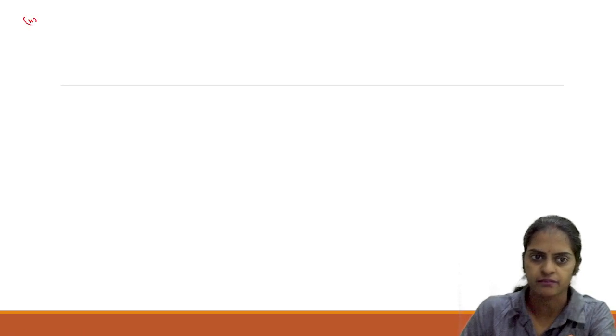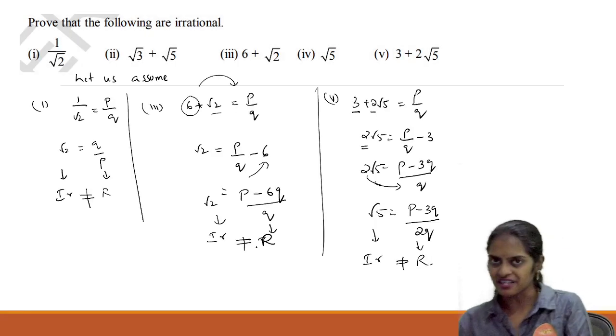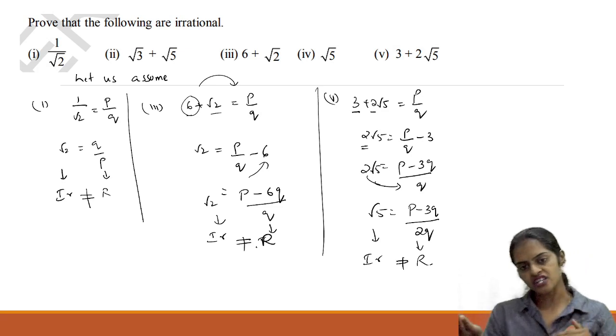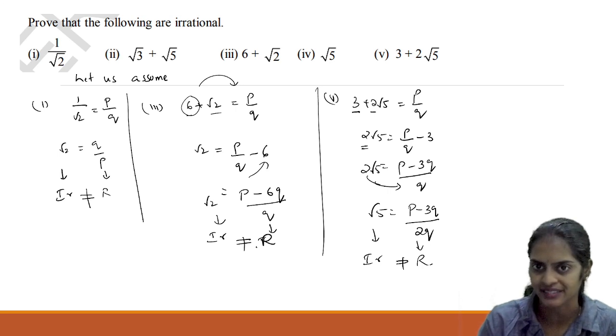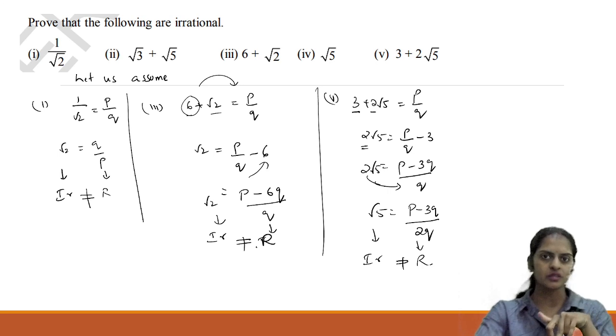Look at the second bit. You have root 3 plus root 5. All the other three bits which I have done, if you see, there is one rational number, one irrational number in the question given. Did you see? 1 by root 2. 1 is rational, root 2 is irrational.